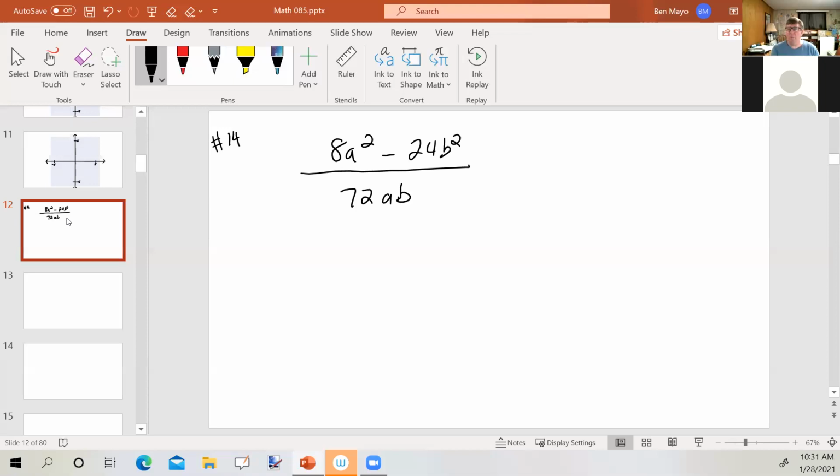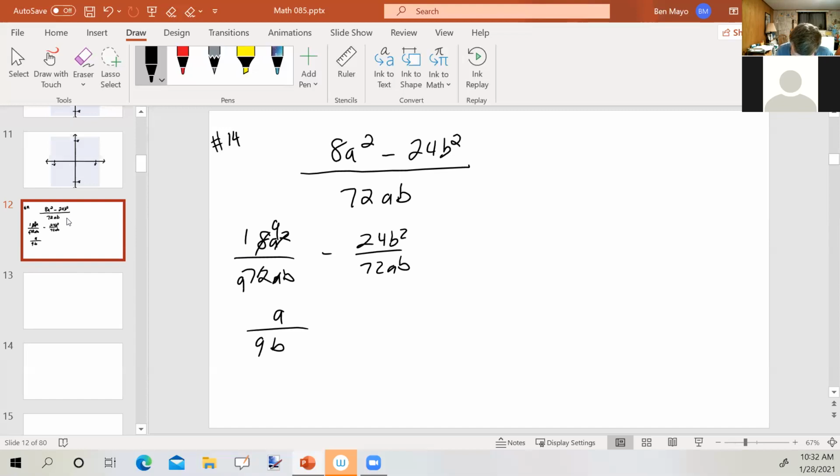The reason I want to do this problem is because almost everybody missed it. Almost everybody did it wrong, and almost everybody did it the same way. I'm just curious as to where it came from. When you have a polynomial divided by a monomial, you take each term in the numerator and divide it by the denominator. 8 over 72 is 1 over 9. A squared over a is a over 1. So you end up with a over 9b.